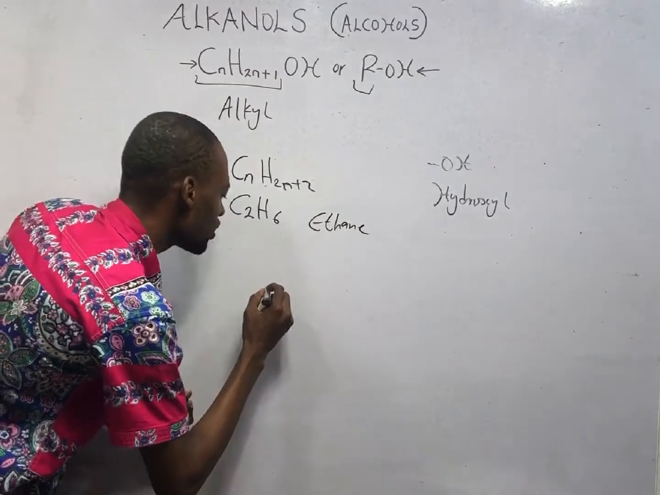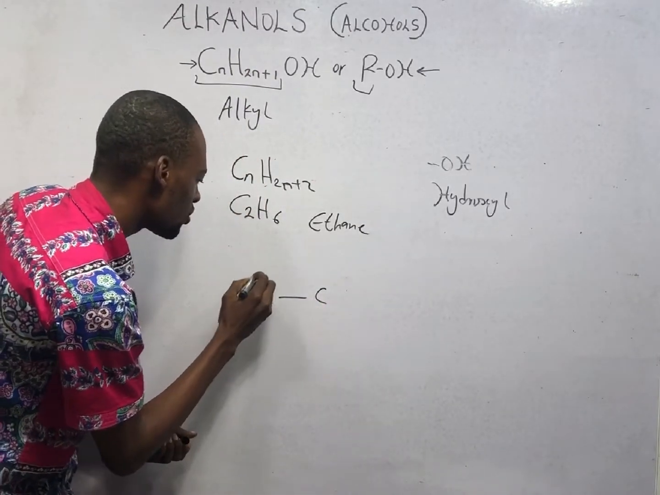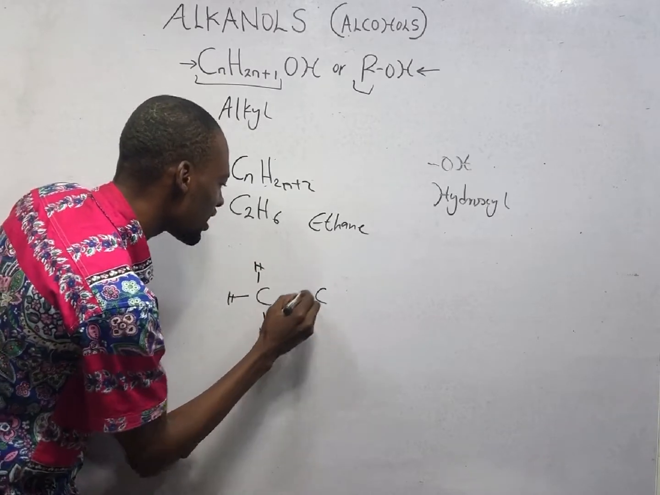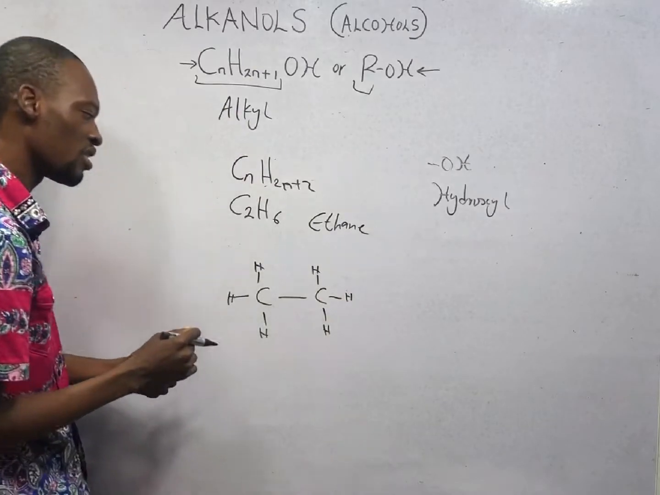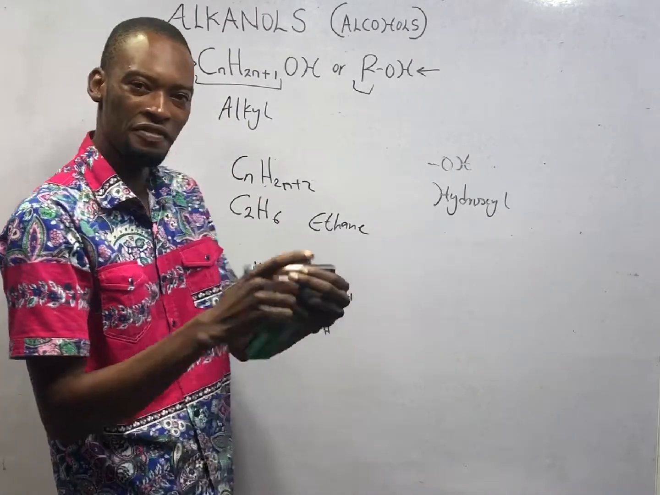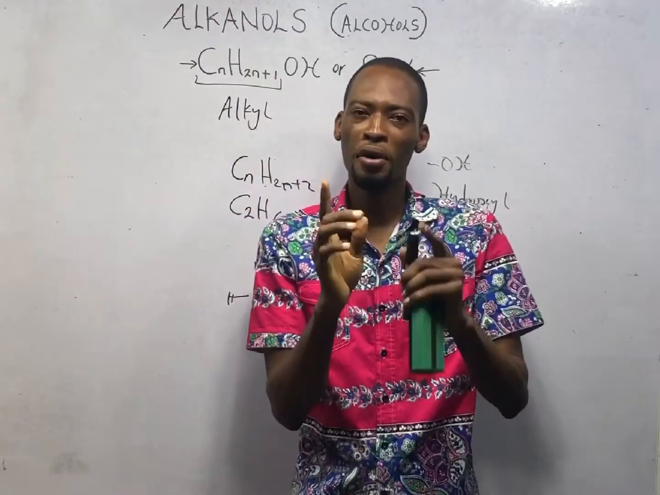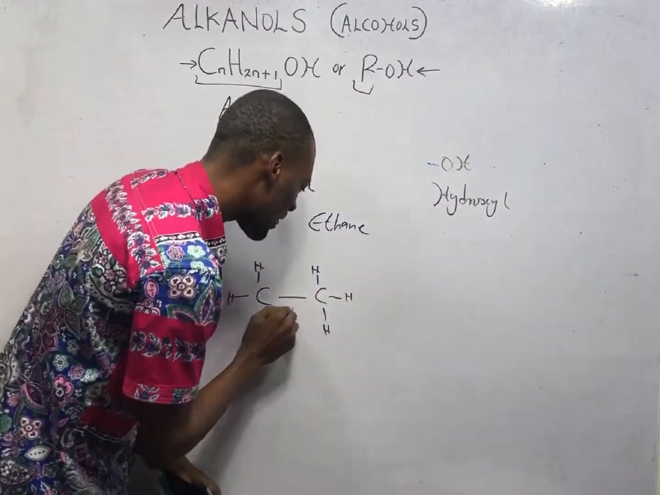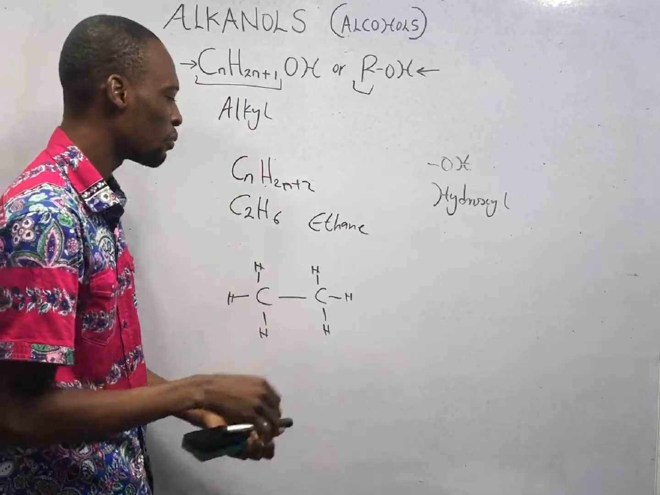Now, drawing this, we have 2 carbons, 6 hydrogens: 1 hydrogen, 2 hydrogen, 3 hydrogen, 4 hydrogen, 5 hydrogens, and 6 hydrogen. Now, carbon is tetravalent. This implies that it can carry a maximum of 4 bonds. So, 1 here, 1 here, 1 here, 1 here. The bond is complete.